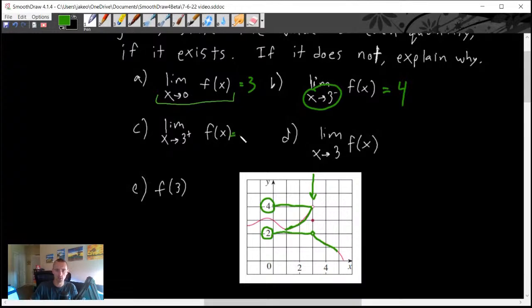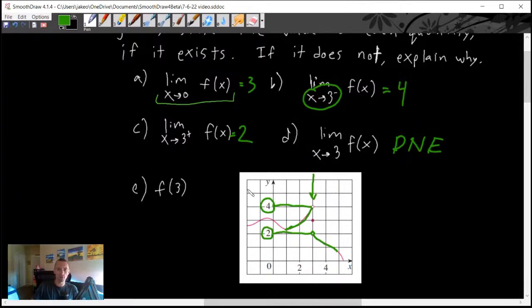So this is going to be 2. Okay. So now, like I already kind of said, in order for the two-sided limit to exist, both one-sided limits need to exist, and they need to be equal to each other. In this case, we have our left-sided limit is 4, our right-sided limit is 2. Although both of them exist, they're clearly not equal to each other, right? 4 does not equal 2. Therefore, this two-sided limit does not exist. We can't find the limit as x goes to 3 of f of x.